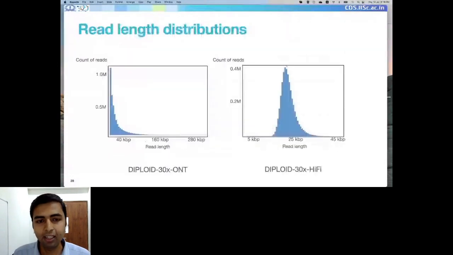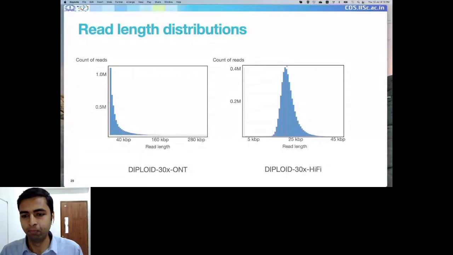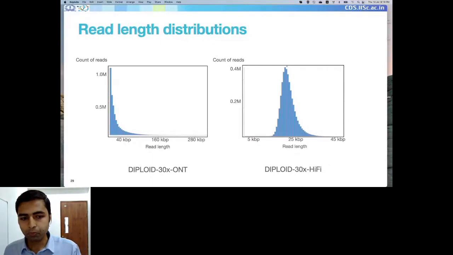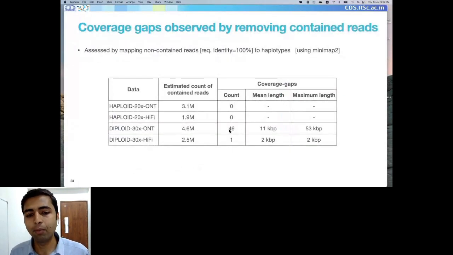The reason is that if you look at the read length distributions in Nanopore and HiFi respectively, the distribution in Nanopore is highly skewed, as we know. The number of reads reduces with the read length in the Nanopore dataset, whereas the distribution is tight and follows almost a normal distribution in HiFi. So the chance that a particular read is contained in a longer read is much higher in Nanopore, and that is why we see more coverage gaps in the case of Nanopore data.